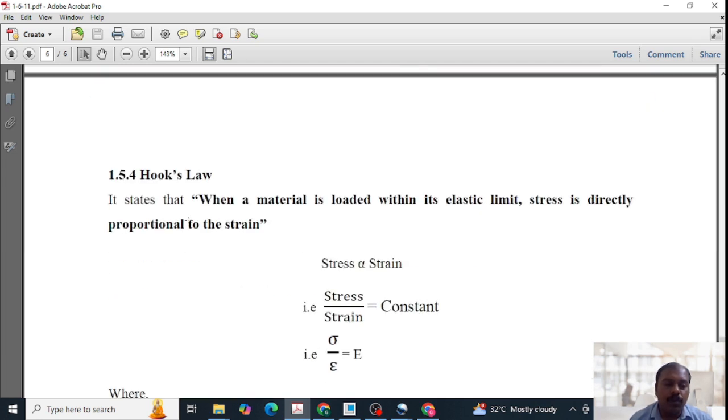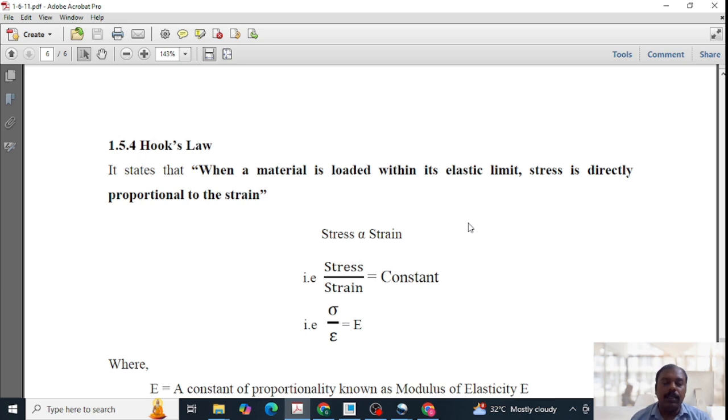And we come to Hooke's law. When a material is loaded within its elastic limit, a material has an elastic limit. Beyond that elastic limit, it permanently deforms. If a material is loaded within the elastic limit and the force is removed, then the material will regain its original dimensions, its original shape. So within the elastic limit, the stress is directly proportional to the strain, and that is called Hooke's law.